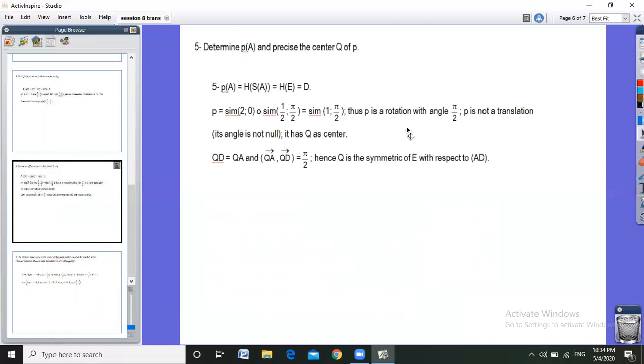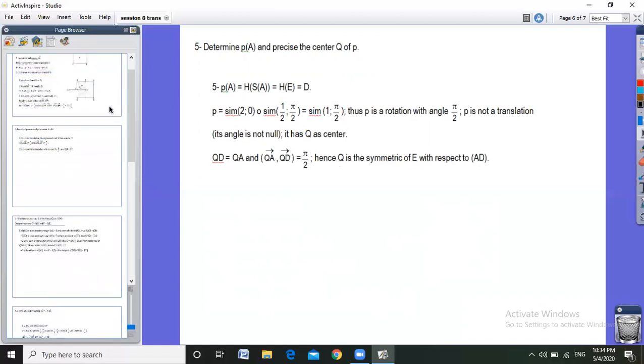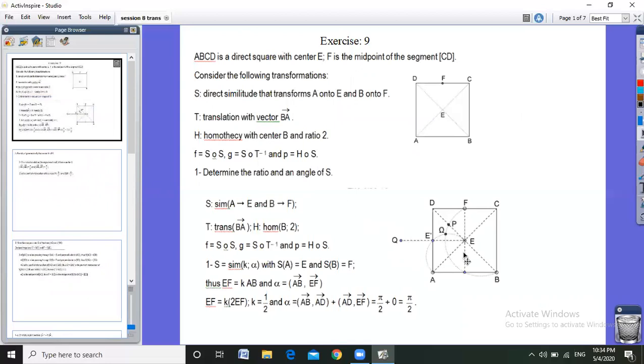Now to find its center, we have Q is the center, QD equals QA, and (QD, QA) equals pi over 2. Hence Q is the symmetric of E with respect to AD. Q is the symmetric of E with respect to AD, since we have (QD, QA) equals pi over 2, and QD equals QA, or in another way we can write QAED is a square. Then Q is the fourth vertex of the square, or Q is the symmetric of E with respect to AD.